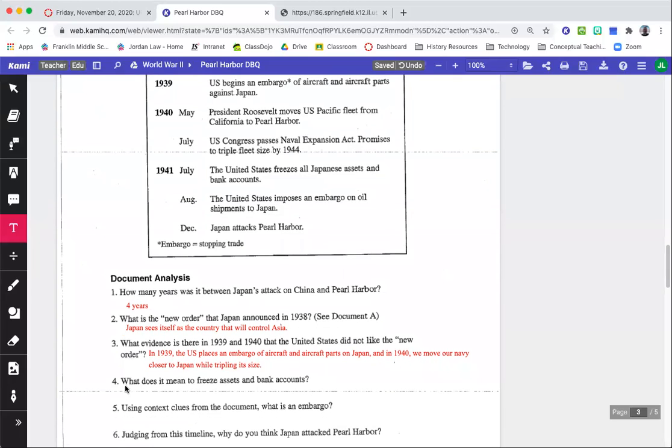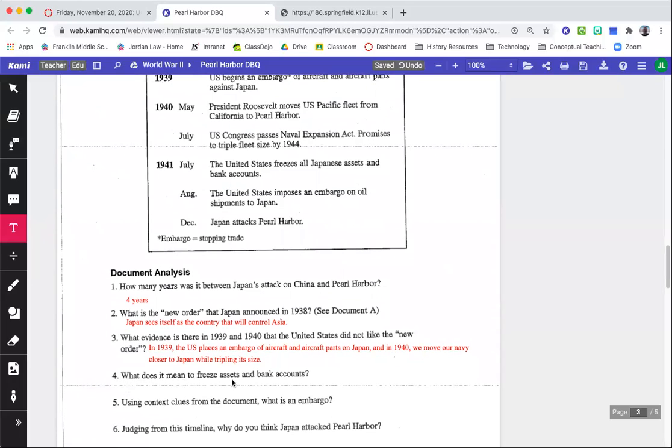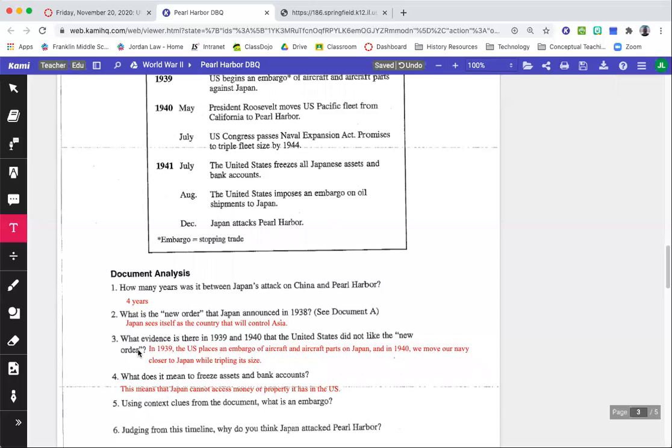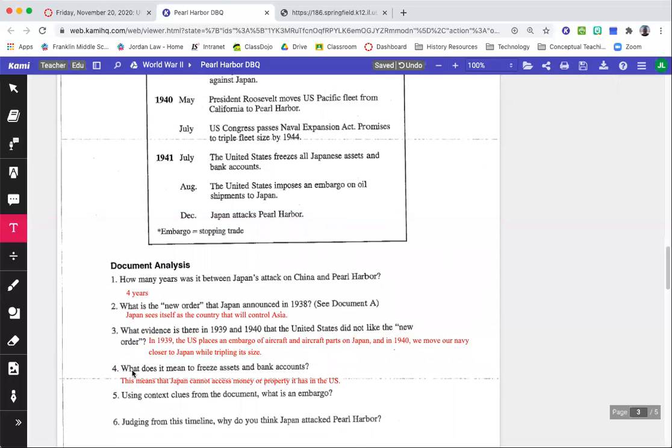Okay. Number 4 says, what does it mean to freeze assets and bank accounts? And we kind of talked a little bit about that already, but this simply means that Japan cannot access money or property it has in the U.S. Okay, so any money that's in American banks, they can't get to. Any property, they can't sell any property to try to make money that way if it's in the United States. Okay.